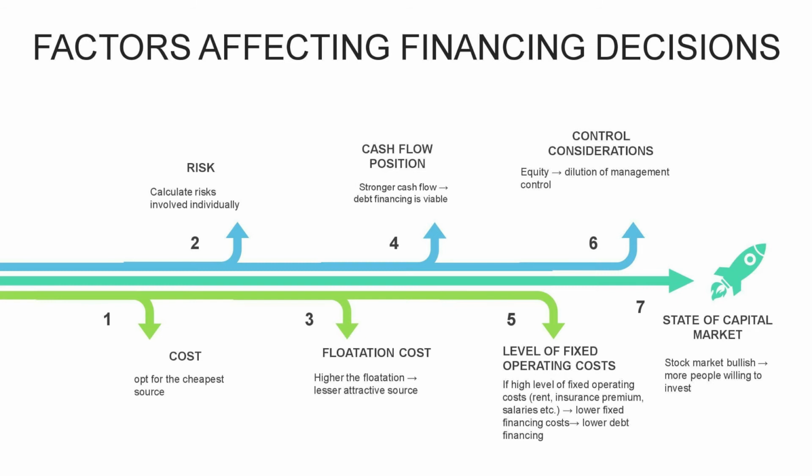The next is the level of fixed operating cost. Now, if the fixed operating cost of a firm is high, which means that more finances are going towards these operational expenses, then it is smarter to involve less debt financing, because like I had previously mentioned, debt is something the component of which has to be repaid irrespective of the profit the firm is making.